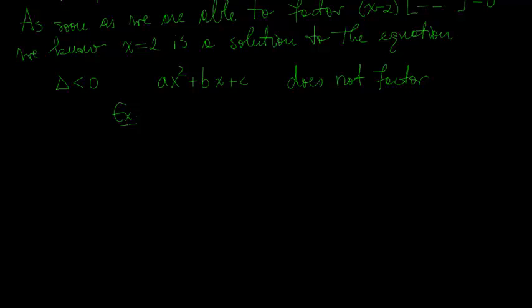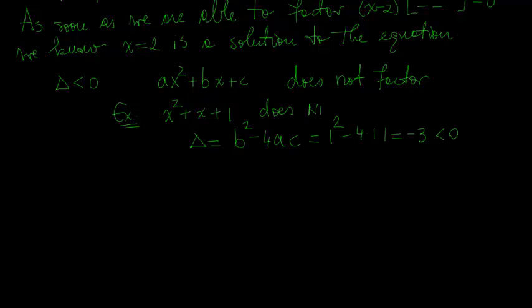So let's look at an example. Let's say x squared plus x plus 1. Does this expression factor? Maybe there are two numbers that multiply to 1 and add to 1, and I just can't think of them. Well, delta will tell me for sure. So b squared minus 4ac is going to be 1 squared minus 4 times 1, which is negative 3, less than 0. So this expression I now know for sure does not factor, and that's what this discriminant also tells me in the case of an algebraic expression.